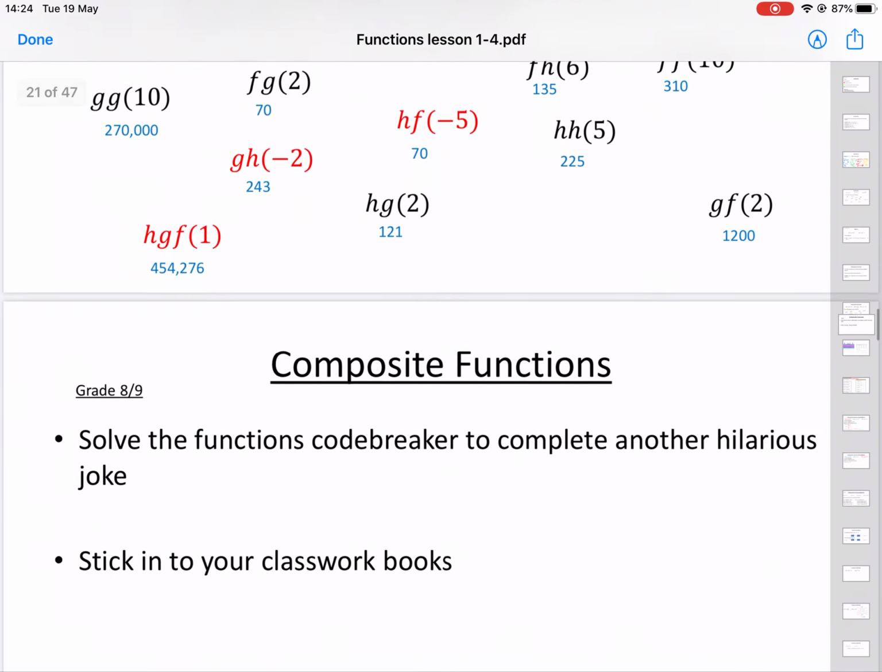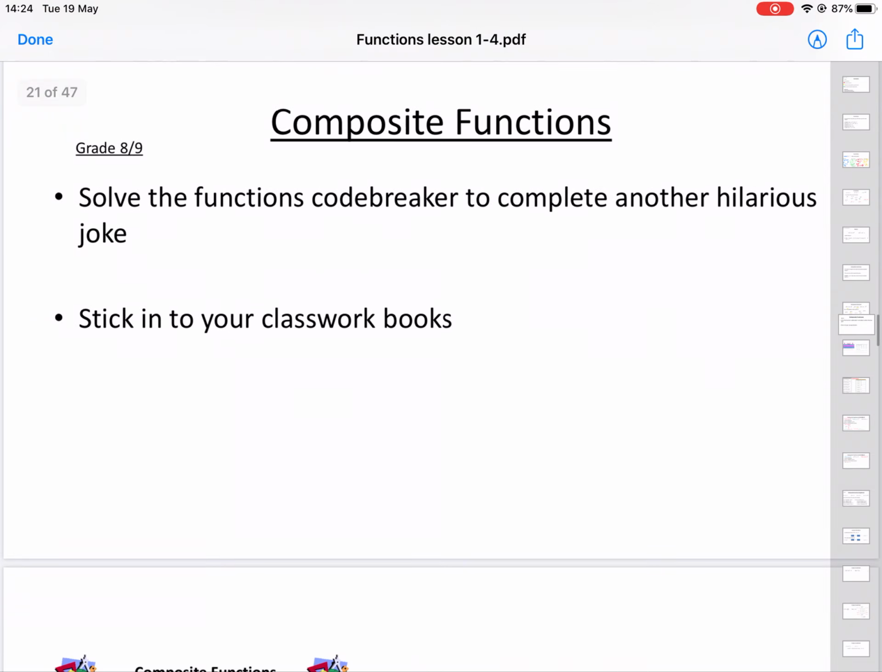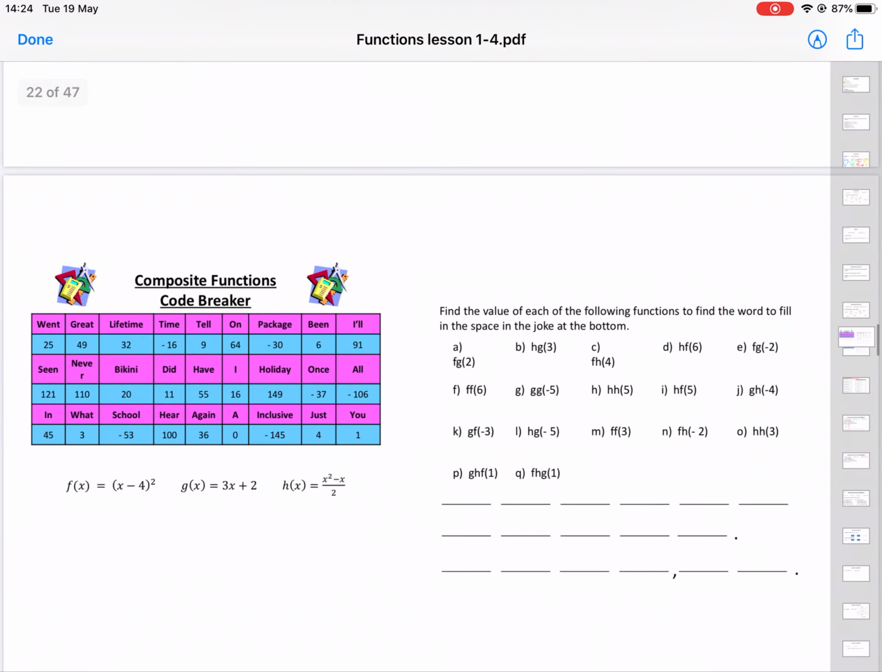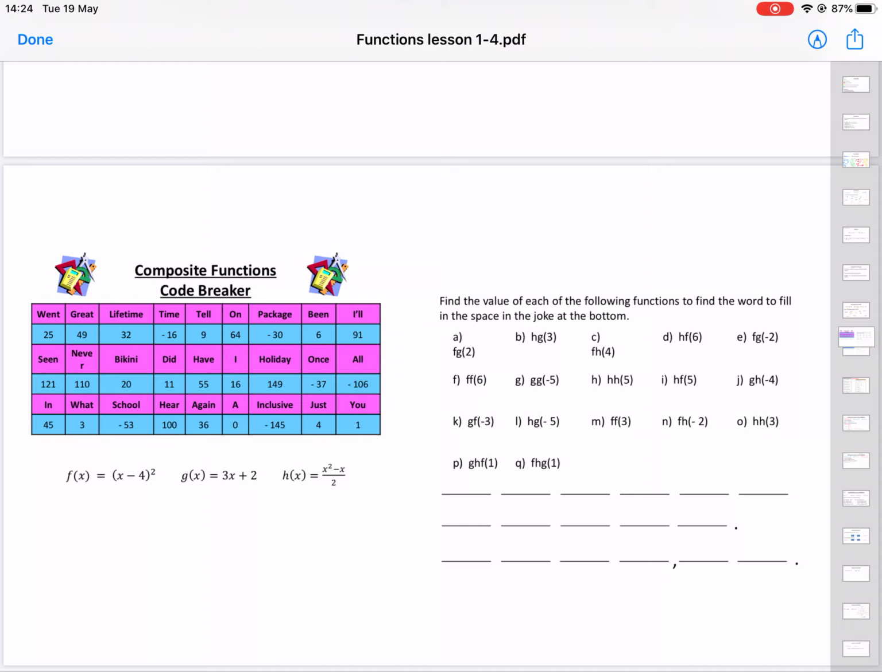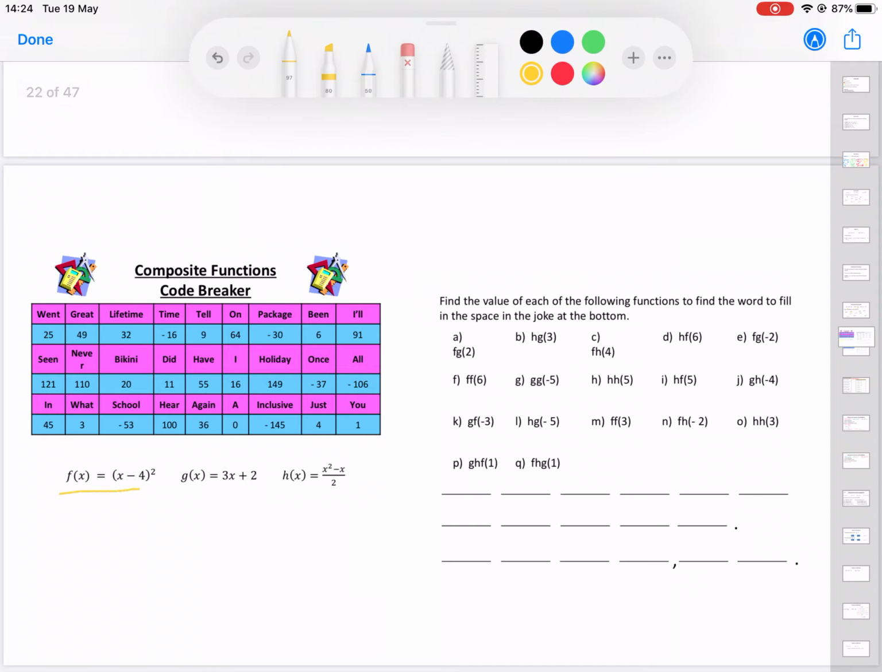Now we've got a code breaker again, a bit of a hilarious joke for you to try as well on composite functions. It starts out nice and easy. Again, you've got your functions over this side. That first one, fg of 2, so you're going to be using the f and the g function. Because the g is next to the 2, you'll use the g function first, and then the f function second. Find your answer, it'll match up to a word up there, put it in there, and it'll tell a hilarious joke. Press pause and have a go at those questions, and hopefully you like the hilarious joke.